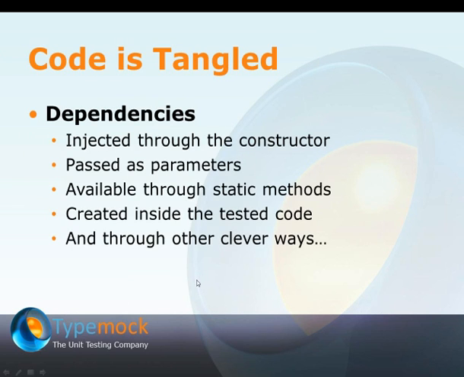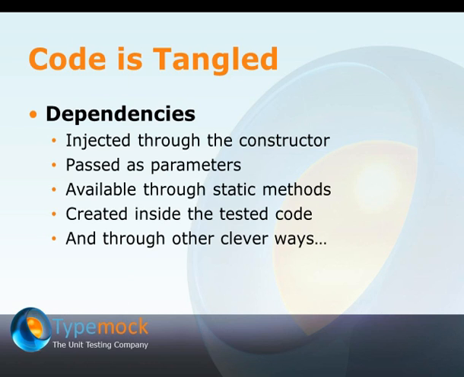So why does that happen? It happens because our code is tangled. We're full of dependencies, everything's written together, and these dependencies appear in different ways. Either class A is passed a pointer to class B through the constructor or as an argument, or something is available through a static method. And I might use new in my code to create a dependency, and it's mashed up together right there. And I can think of other clever ways to actually do it again.